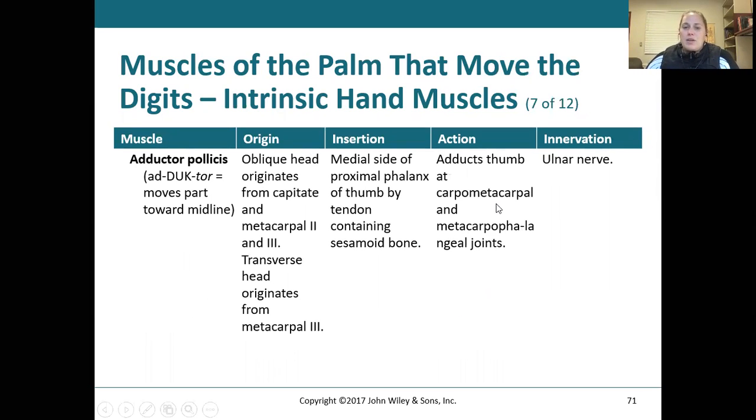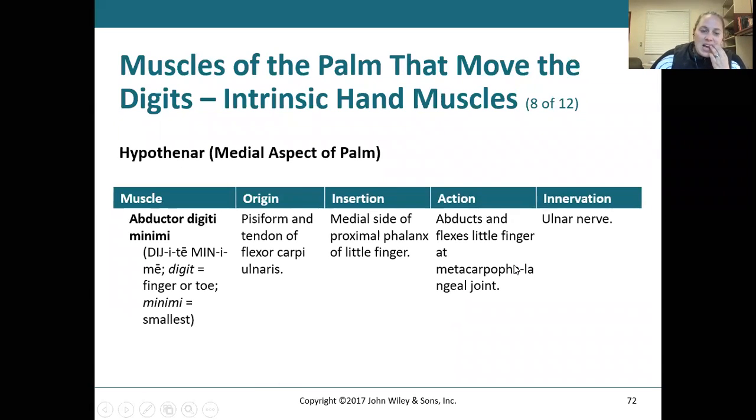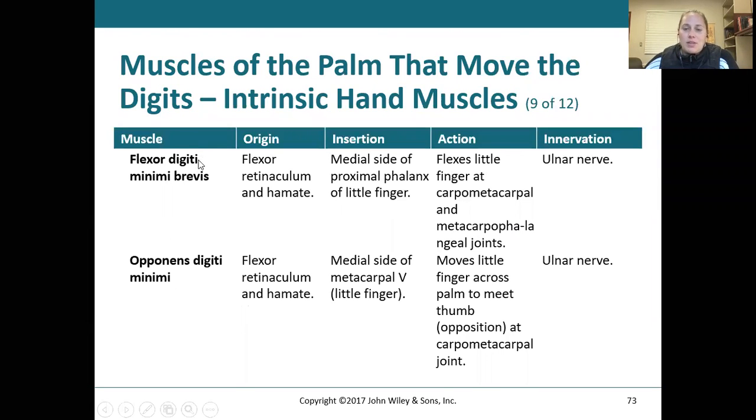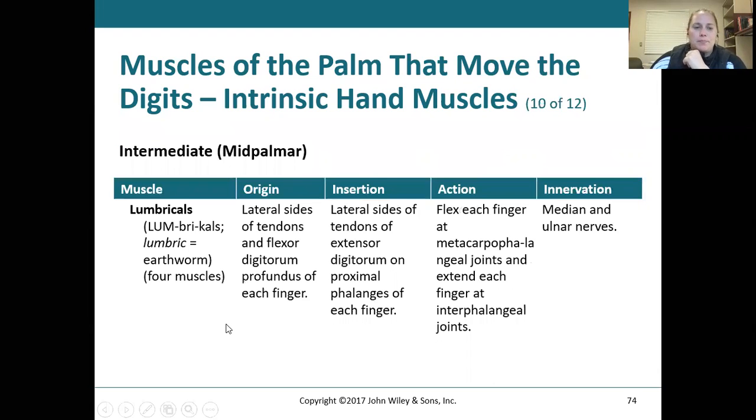Adductor pollicis adducts the thumb at the carpometacarpal and metacarpophalangeal joints. And the abductor digiti minimi abducts and flexes the little finger at the metacarpophalangeal joint. The flexor digiti minimi brevis flexes the little finger at the metacarpophalangeal joint. I don't know if I can do the individual movements here. Probably should stop doing that. And the opponens digiti minimi moves the little finger across the palm to meet the thumb, at opposition at the carpometacarpal joint.